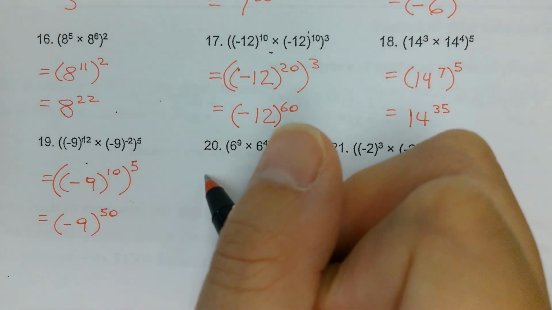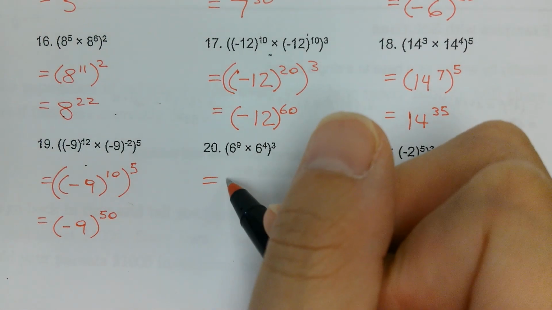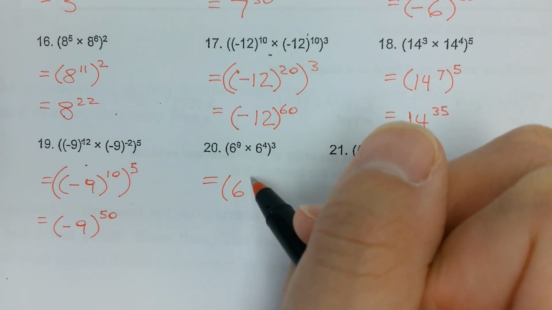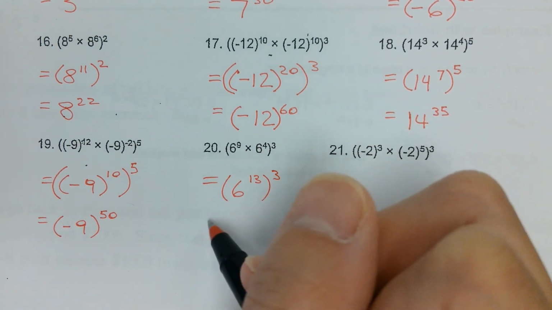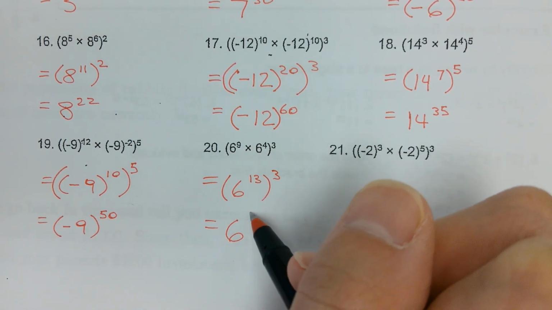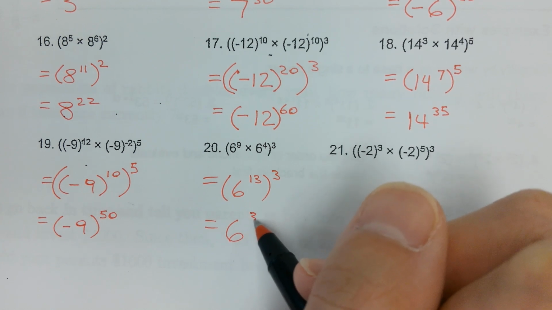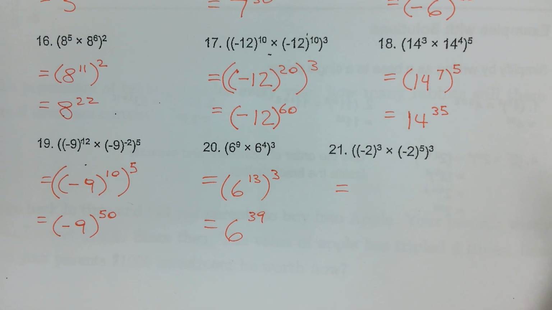Okay, 20. Anybody? Yep, Annie. 6. And then 13. 9. Good. Yeah, perfect. Okay, last one right here.